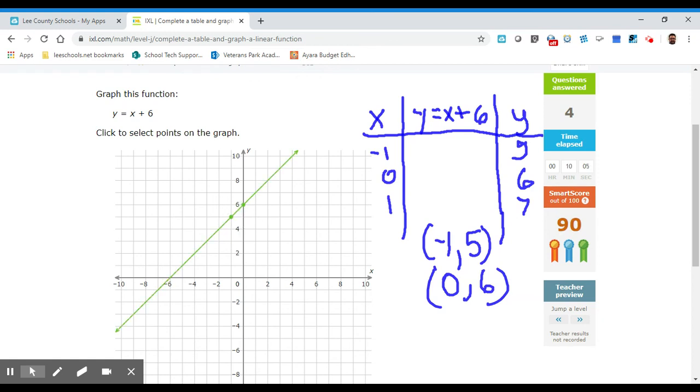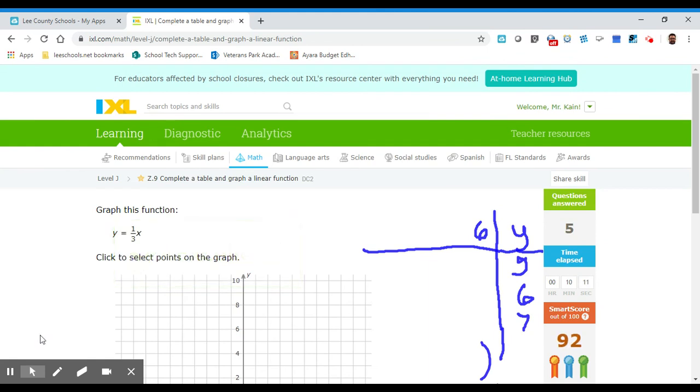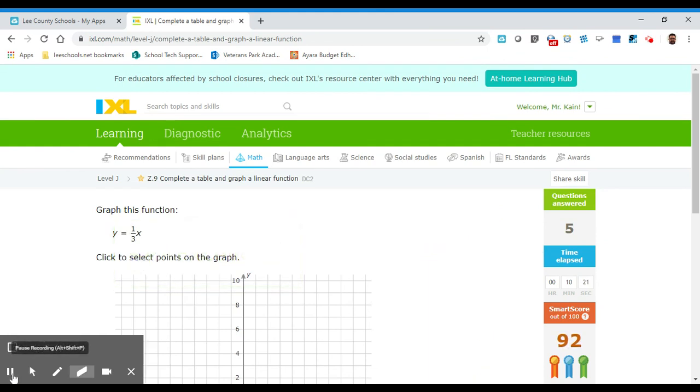So once you get up to this high level, all you have to do is just go ahead and create your own values in a chart, and that's how you figure it out. Now, if you see the fractions, don't be alarmed. Remember, 1/3, it's the same thing as dividing your x value by 3. So if you create your table, you do -1, 0, and 1 for your x's.